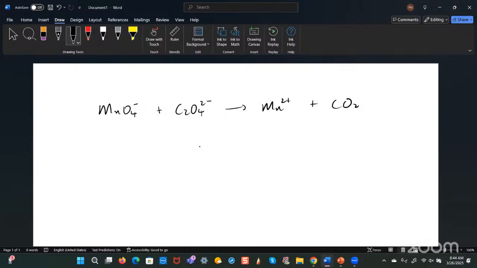Separate it into two half equations. So what would be the first half equation you'd write down? MnO4 minus to form Mn2 plus, okay. And then the rest would be C2O4 2 minus to form CO2. Okay, very good. What's the next step?